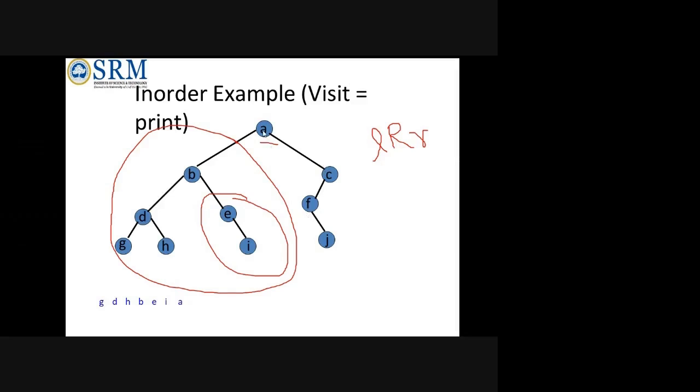See, actually A's right node is C only, but C will not be printed because when you come to C, it will find one more subtree under it. So this subtree will be traversed. When it comes there, again it will find this one. After that only it will go to the upper node, the whole right node itself.